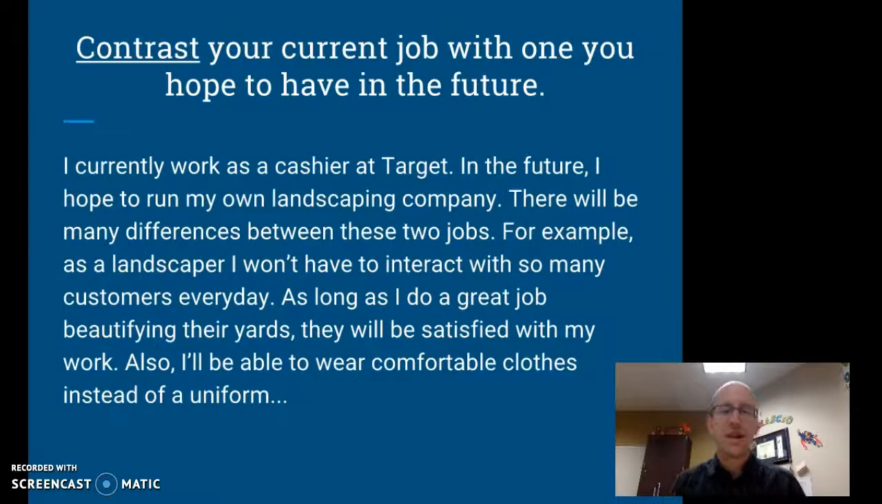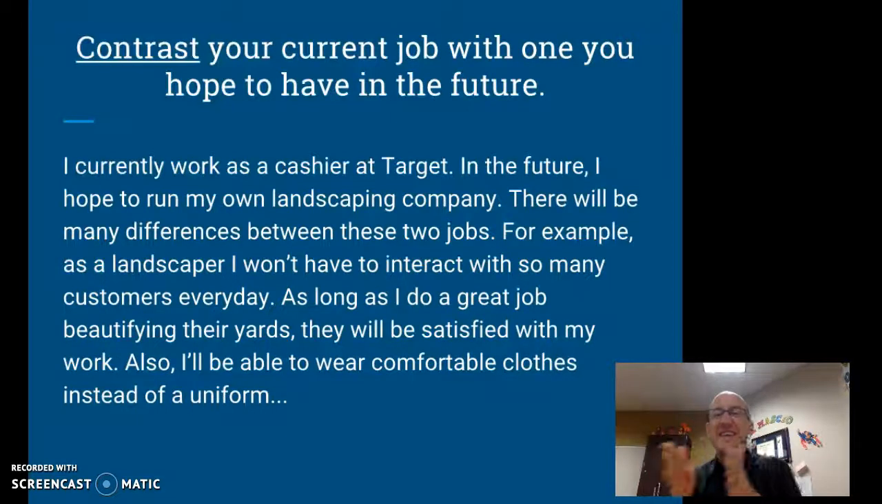Here's what I would say. Let's say I currently work at Target as a cashier, but in the future, I hope to run my own landscaping company. All right, I can go on with this good example answer. I currently work as a cashier at Target. In the future, I hope to run my own landscaping company. There will be many differences between the two jobs. There will be, for example, as a landscaper, I won't have to interact with so many customers every day. As long as I do a great job beautifying their yards, they will be satisfied with my work. Also, I'll be able to wear comfortable clothes instead of a uniform.